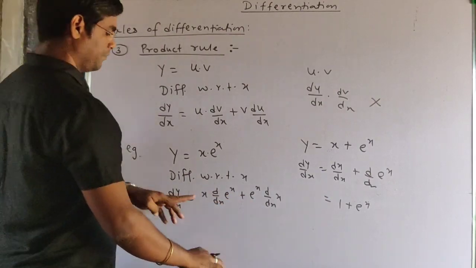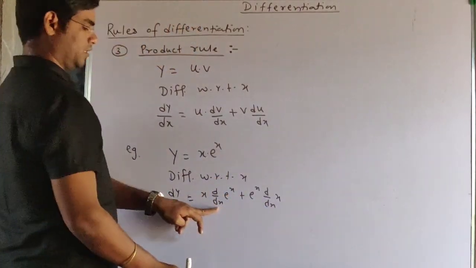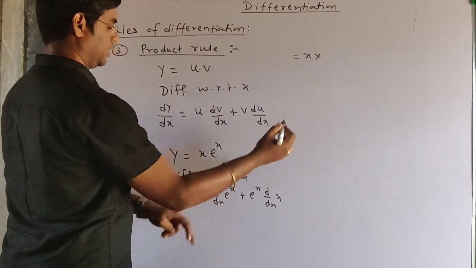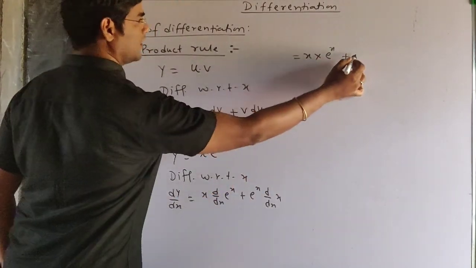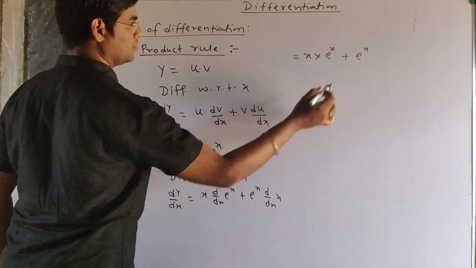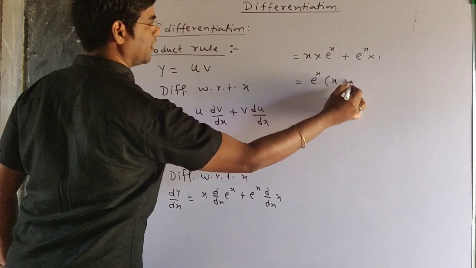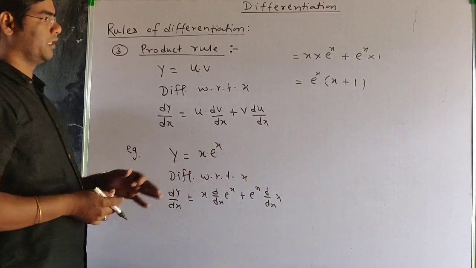Now apply the formula. Here the d by dx operator is only with e raised to x, so x will remain as it is. Derivative of x into e raised to x is what? x into e raised to x as it is, plus e raised to x as it is, and derivative of x is 1. Now here you can take e raised to x common, so the answer is e raised to x into x plus 1. So this is the answer for the derivative of x into e raised to x.